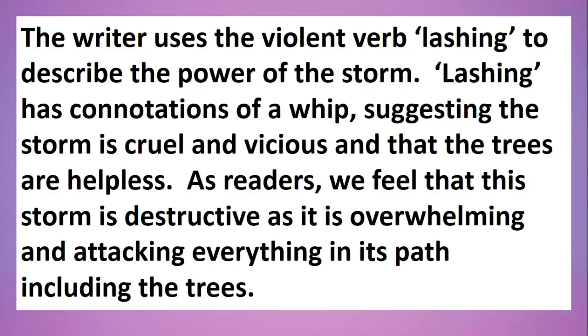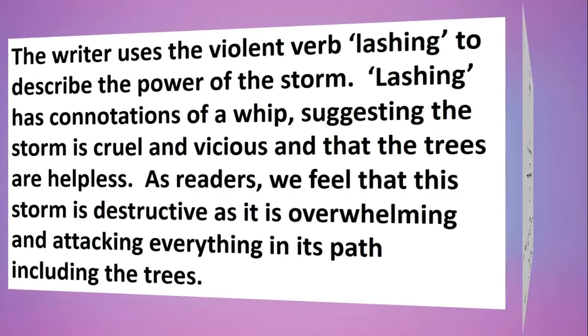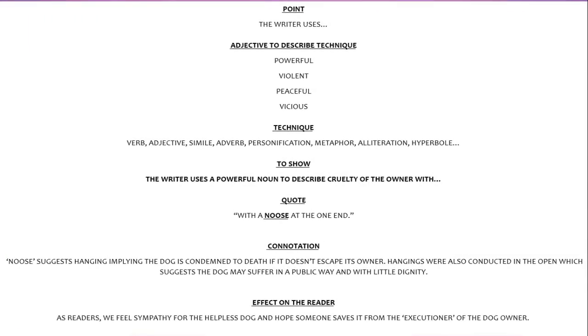So the writer uses the violent verb lashing to describe the power of the storm. Lashing has connotations of a whip, suggesting the storm is cruel and vicious and that the trees are helpless. As readers, we feel that this storm is destructive, as it is overwhelming, attacking everything in its path, including the trees. So there it is, all in one. So point, technique, show, quote, connotations, affecting the reader.